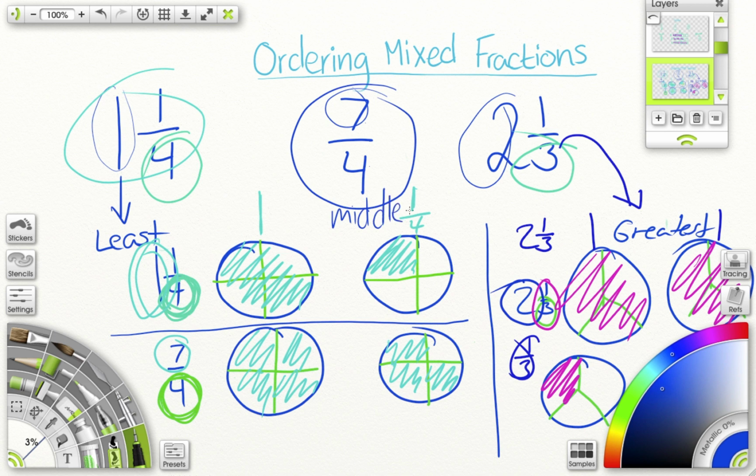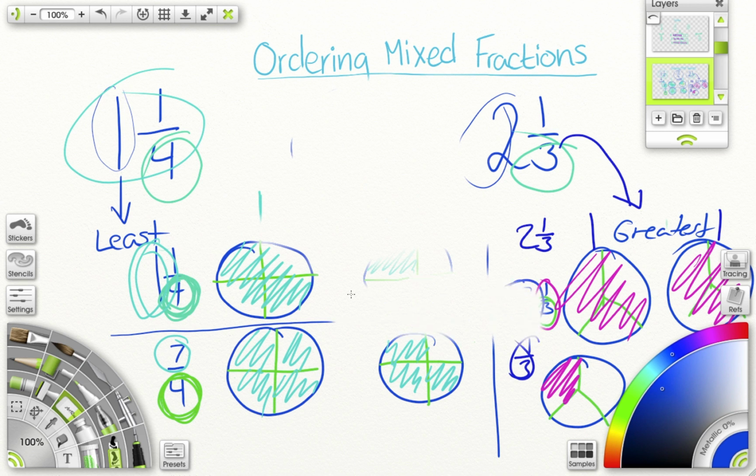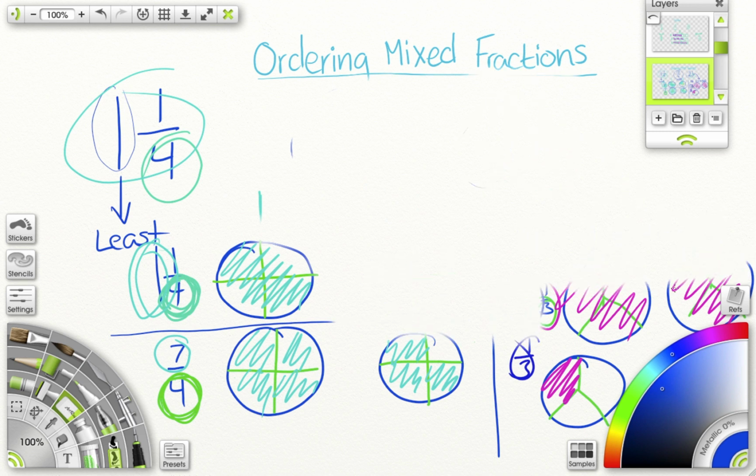Okay, we're gonna do one more quick example of ordering fractions, and then I'm going to put 2 mixed numbers this time instead of just 1.